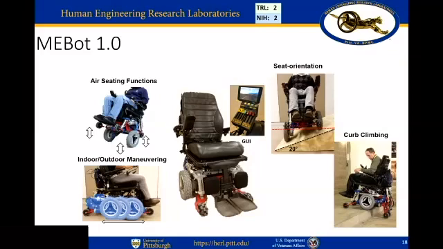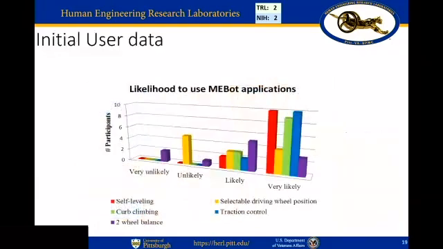So I want you to keep this in mind, that the user is able to perform these applications, but they have to be manually controlled, right? What you see here in the slide is the interface that they were using, where you can control each arm or each wheel manually.